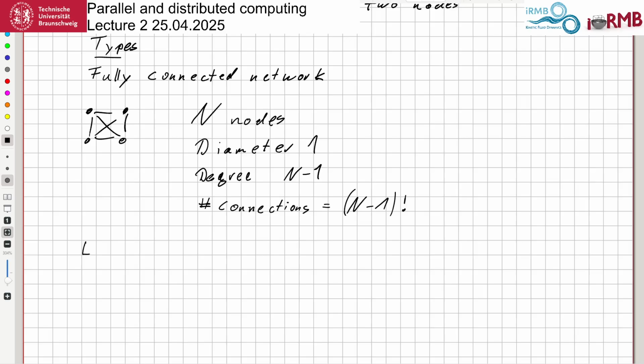Now this was the maximum. Now let's look at the minimum that we can do. The minimum that we can do is a linear connection. So say we have like four nodes in a row, and each of them is connected to their neighbors. We have n nodes. What is the diameter of this? It's n minus 1. What is the degree?